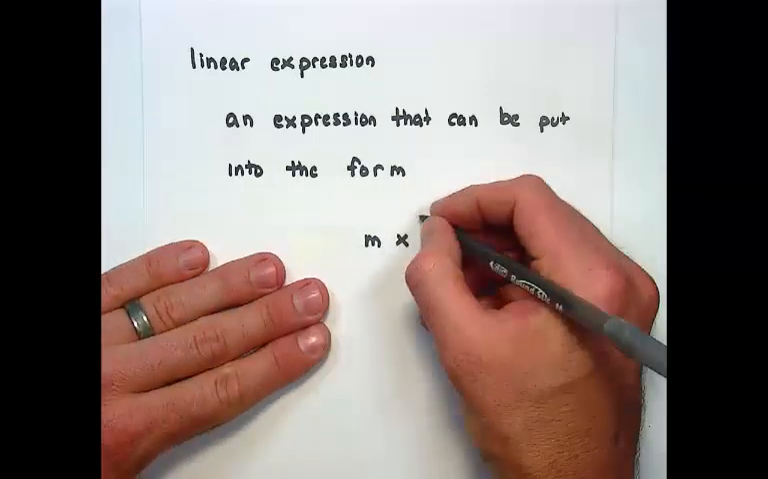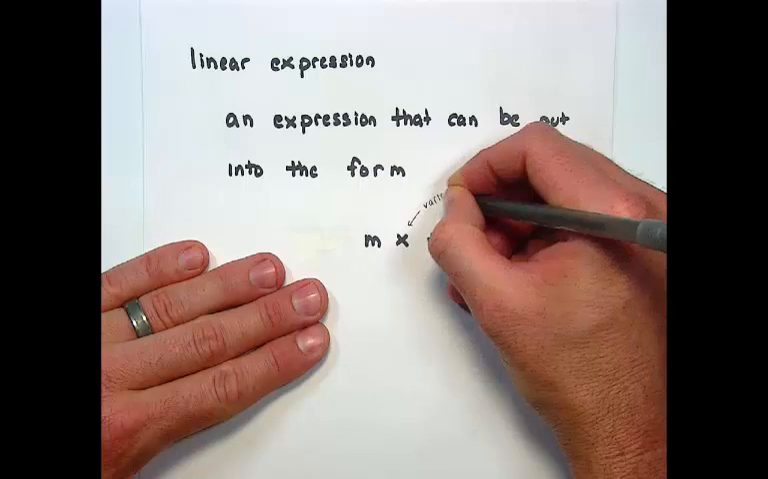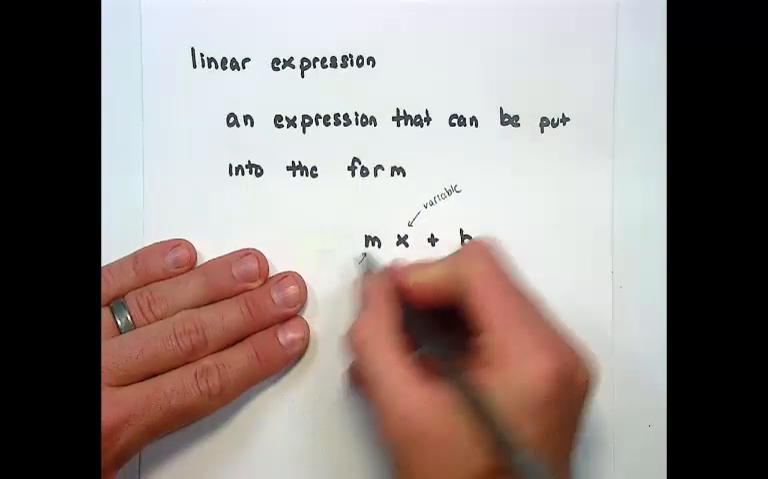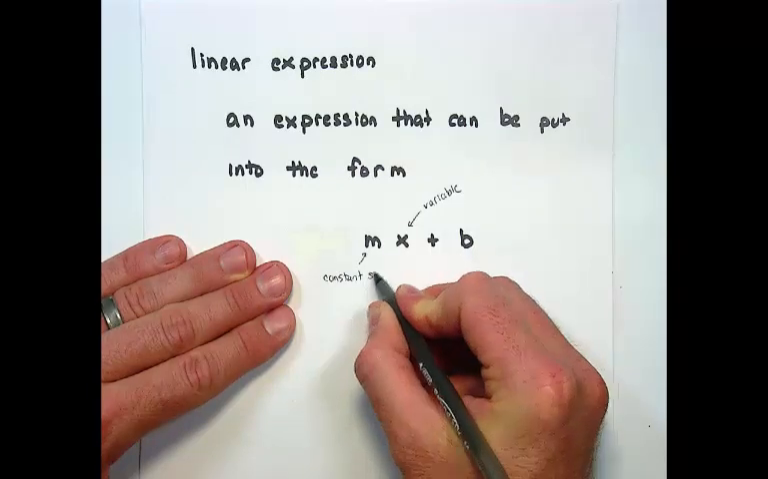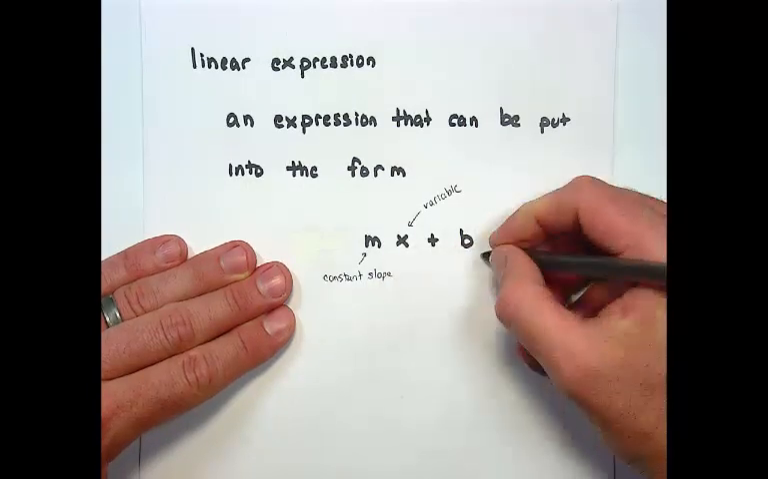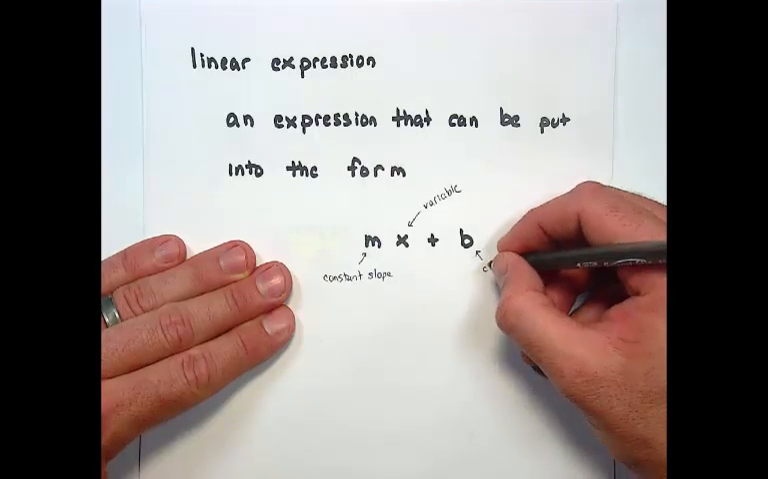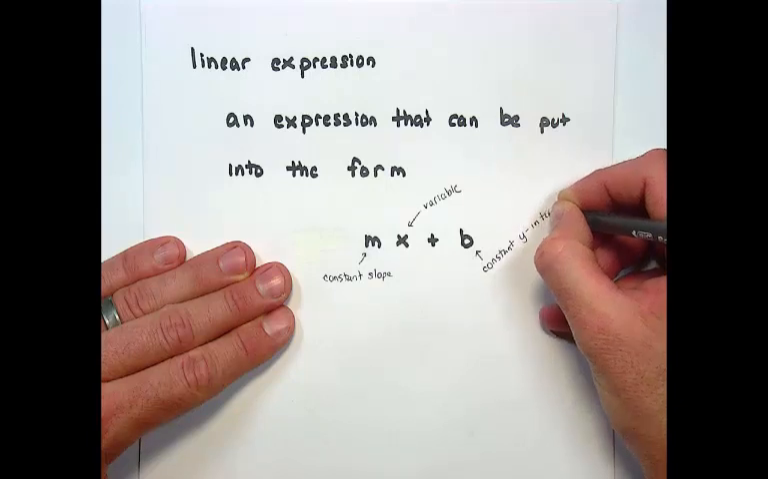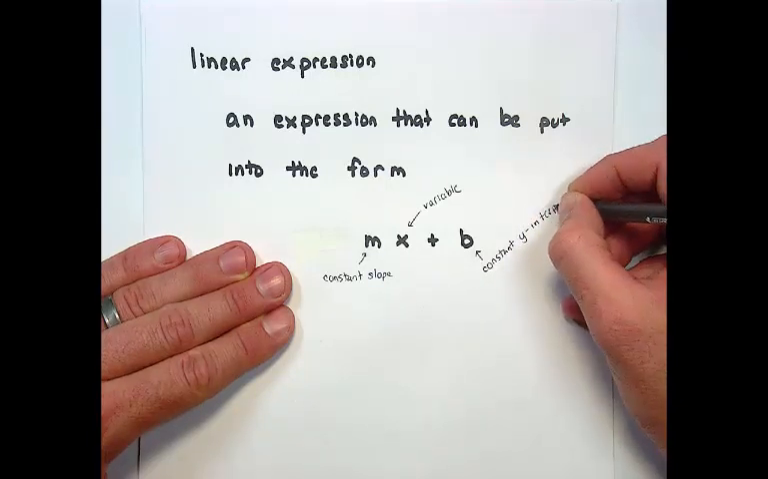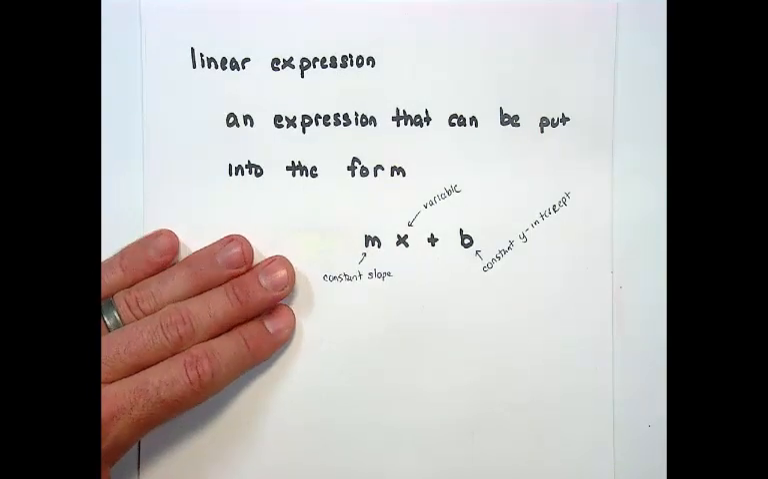We say that this thing right here is going to be called a variable. This is going to be a constant, and that constant has a very special name. It's called a slope. And then this is going to be the constant, the y-intercept. And really, it's the y-coordinate of the y-intercept, but that's good enough for now.